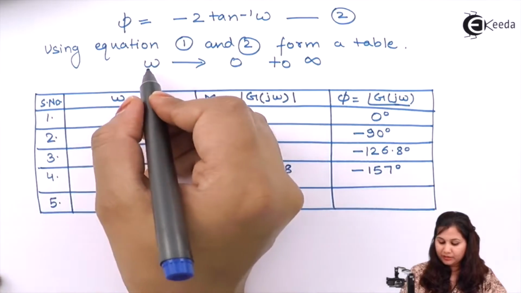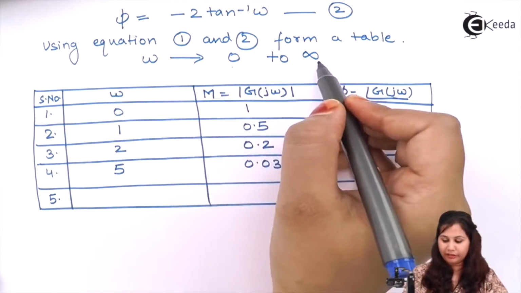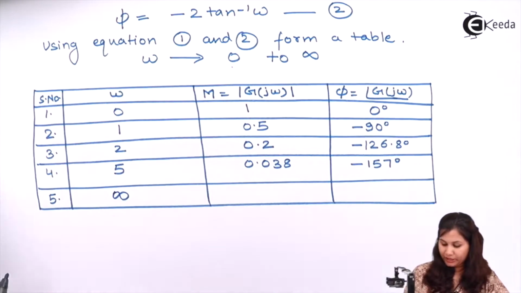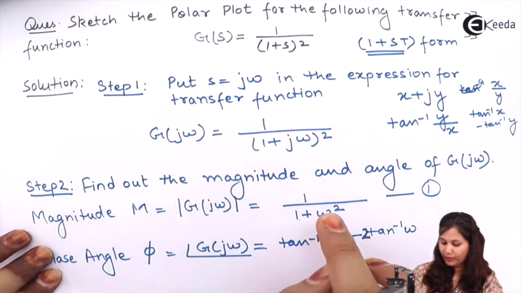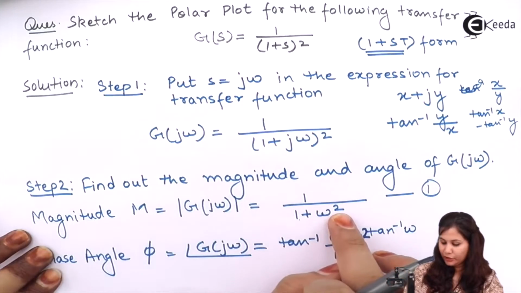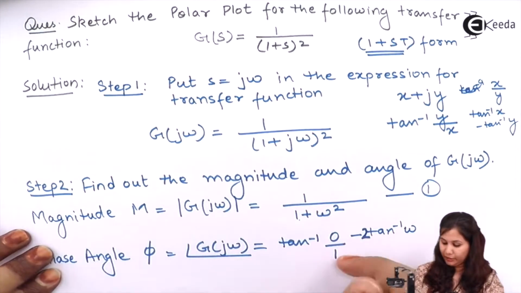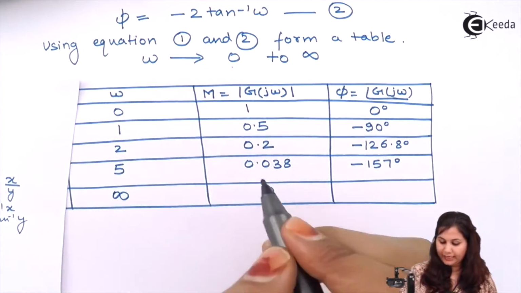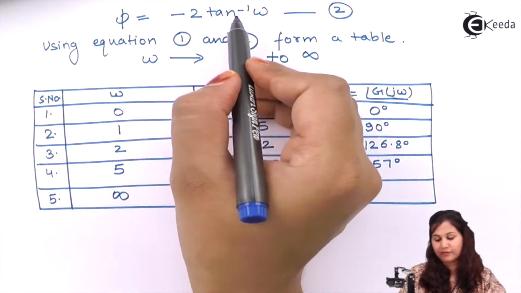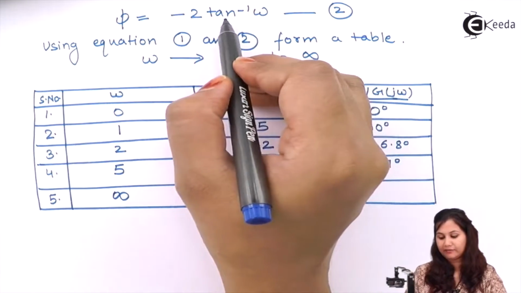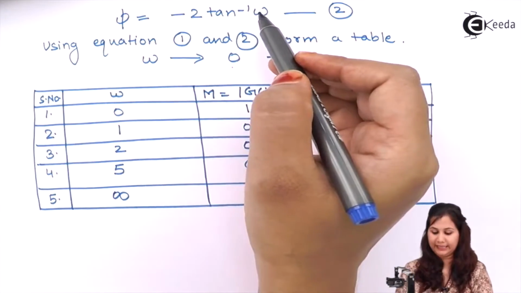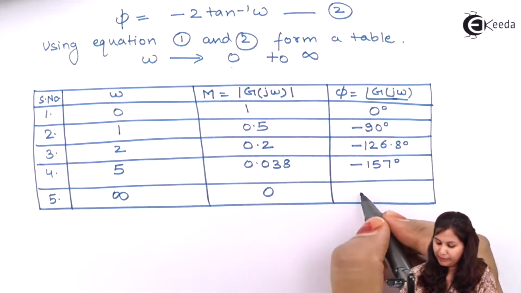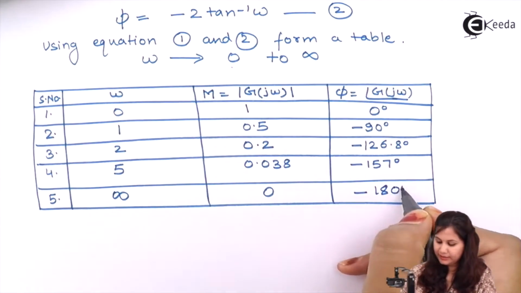Now omega is varying from 0 to infinity, so the last value we will take is infinity. Putting it in the magnitude as 1 upon 1 plus infinity, it will be 1 upon infinity, so the magnitude will be 0. And if we put minus 2 tan inverse of infinity, tan inverse infinity is what? 90 degrees. 2 into 90 degrees will be 180 degrees. So it will be minus 180 degrees.